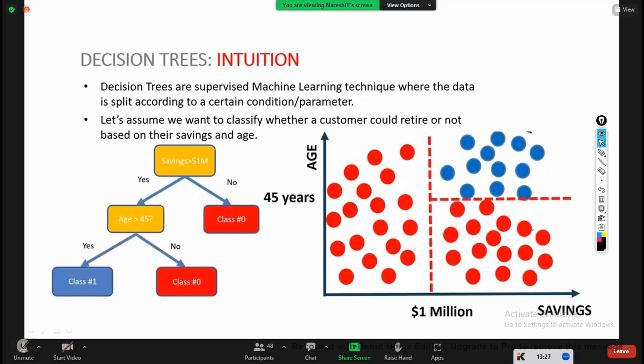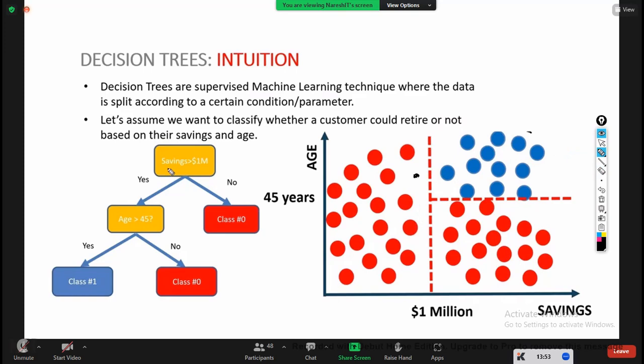One more thing, we are going to separate the data points. Now, if a new person comes and you want to predict for this new person, we have two values, the savings and the age. For this unknown data, we want to predict whether the person has to retire or not to retire.